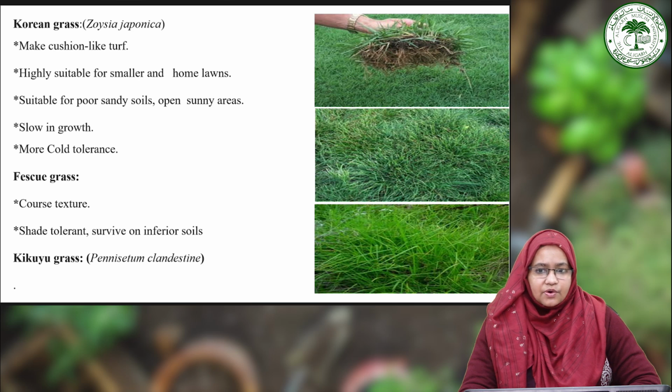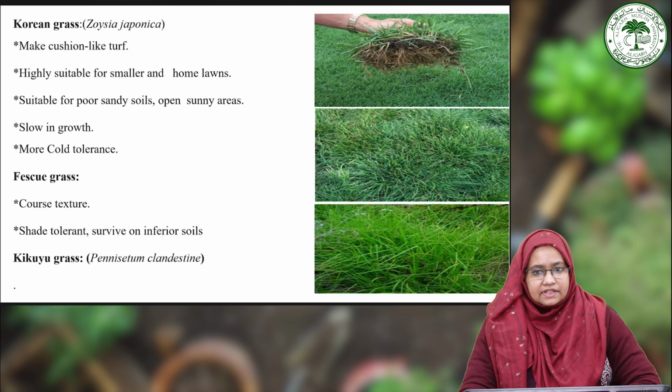Open sun areas: Korean grass thrives in poor sandy soils and open sunny locations, making it versatile for various soil and light conditions. Compared to some other grass species, Korean grass has a slower growth rate, which may require less frequent mowing. And Korean grass exhibits higher tolerance to colder temperatures compared to other warm season grasses.